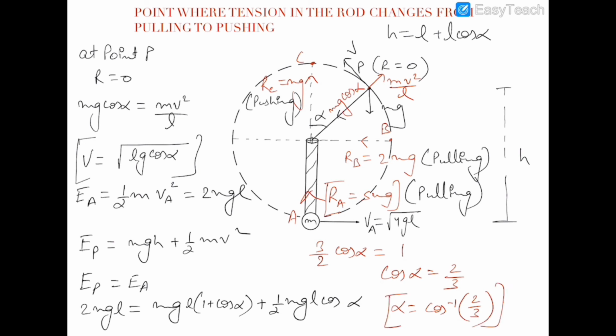So at the point where alpha is cos inverse 2 by 3, the reaction will be 0, and at the same point the reaction will be changing its nature from being a pulling force to being a pushing force.